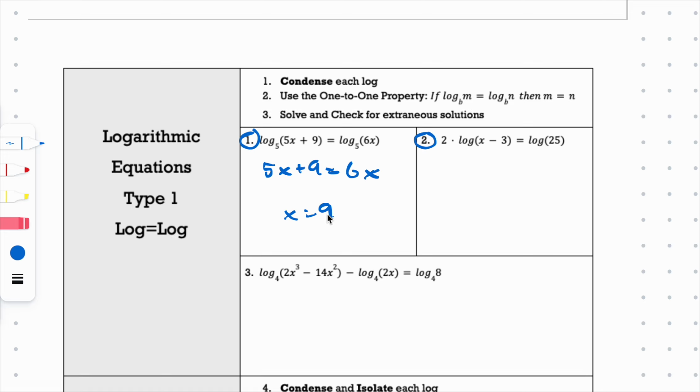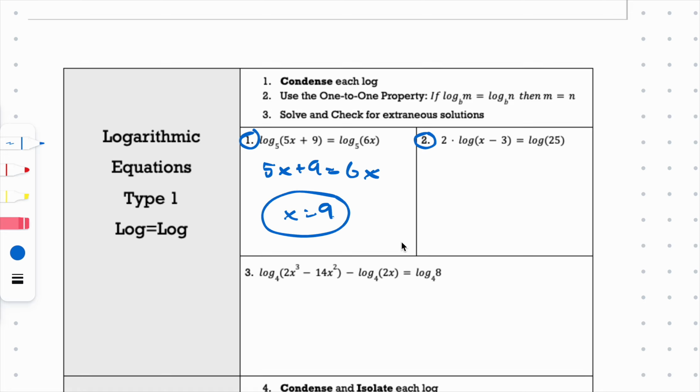solutions. So when we plug 9 in, we get 9 times 5, 45, minus 9, 36, log base 5 of 36. And then we get log base 5 of 6 times 9. It's plus 9, my bad. I subtracted 9 before. So it's 9 times 5, 45, plus 9, 54. Log base 5 of 54 equals log base 5 of 6 times 9, which is 54. Sorry about that little mistake. So it lines up. We're all good.